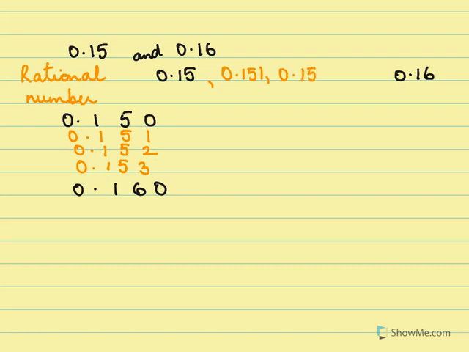So 0.151, 0.152, 0.153. All these are rational numbers.